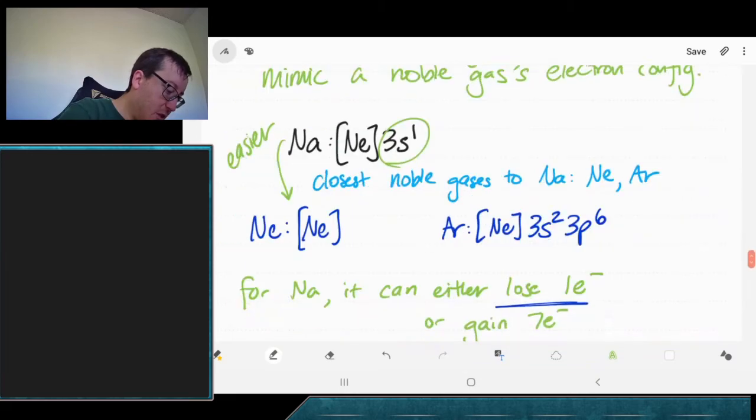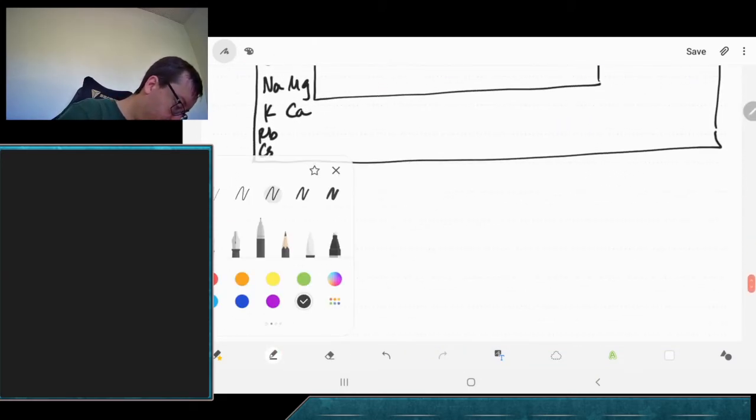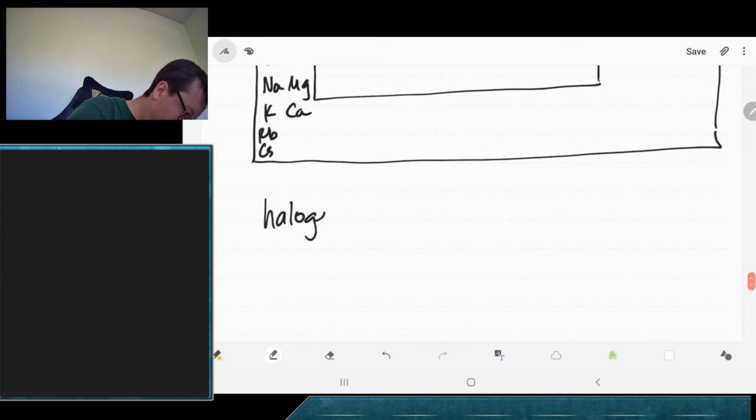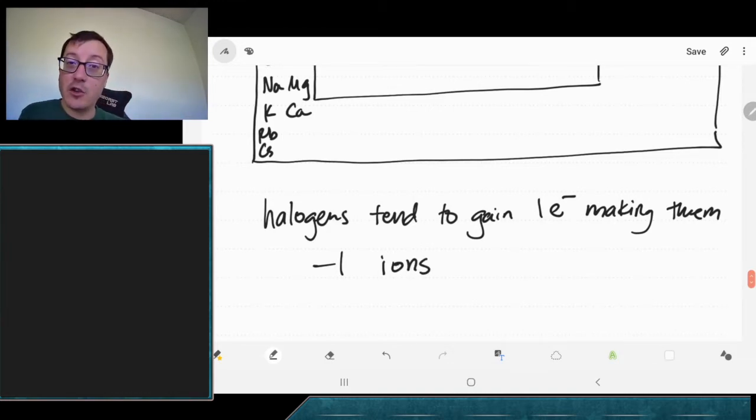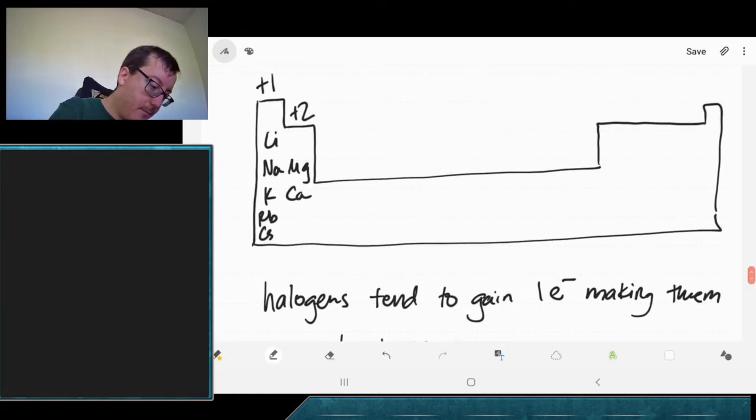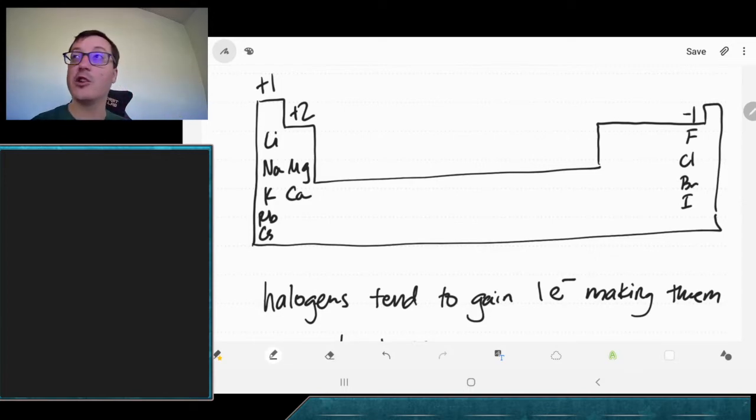And so we're going to see that halogens tend to gain 1 electron, making them -1 ions. So their charge will be -1 because they're gaining 1 electron. Remember, adding more electrons, you're adding more negative things, so overall you become negative. And so something like fluorine, chlorine, bromine, iodine, those all prefer to take the charge of -1 when they are forming ions.